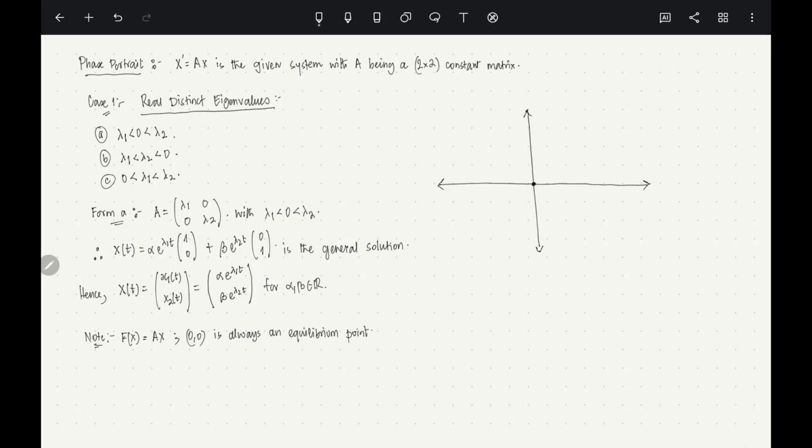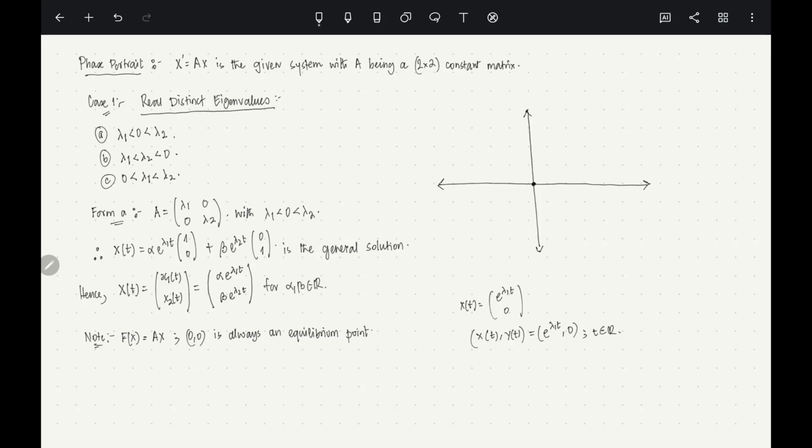So let's say I assume alpha equals 1 and beta equals 0. You are basically looking at e to the power lambda 1 t, 0. So you are looking at this sort of thing, right? x(t) is e to the power lambda 1 t, and 0. You understand? Now, please don't start drawing anything. This is a curve, right? So x(t) and y(t) is e to the power lambda 1 t, and 0, and this t is varying over R. So t is going from minus infinity to plus infinity.